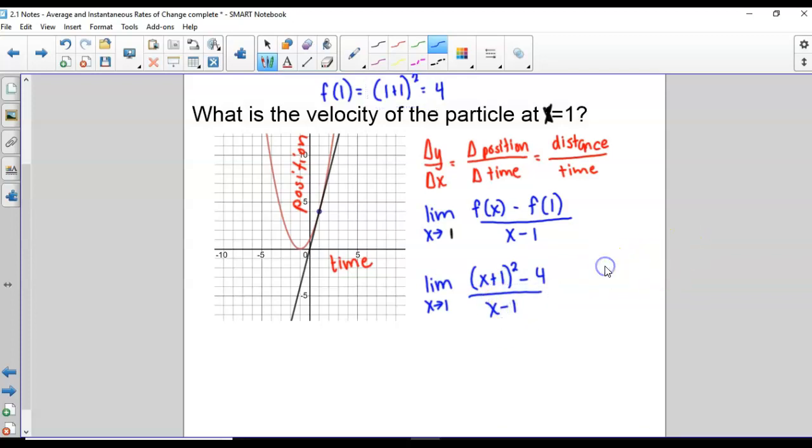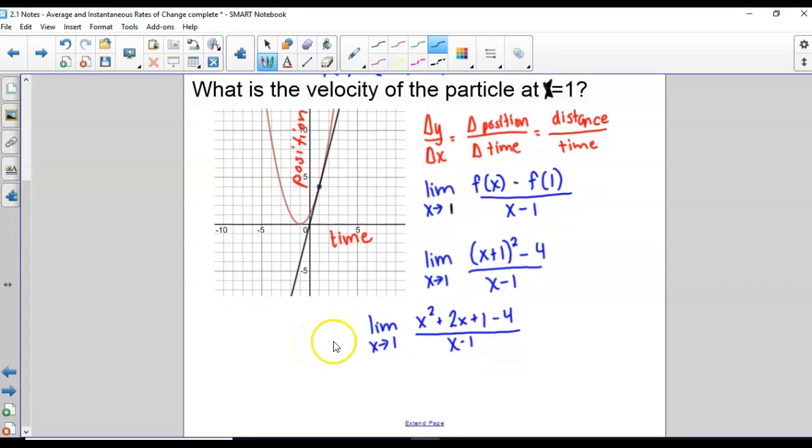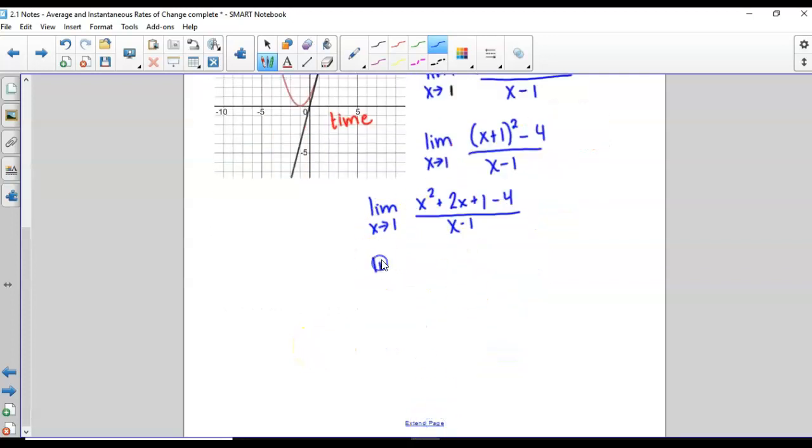Ooh. How are we going to do this? Okay. All right, so whenever we do that, Destiny, what will we get? Right, x squared plus 2x plus 1 minus 4 over x minus 1. So we're just squaring that x plus 1. And then we need to combine those like terms, so we'll have the limit as x approaches 1 of x squared plus 2x minus 3 over x minus 1.